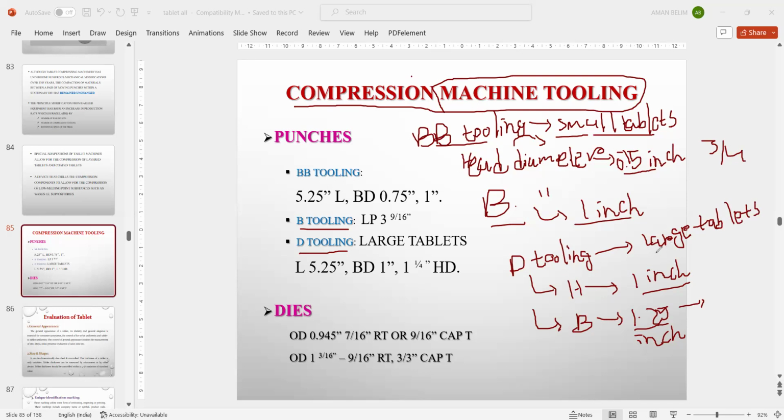So D tooling is generally for the large tablets. Okay, so this is a very important concept, because there is a possibility that they may ask an MCQ from the compression machine tooling part. Okay.